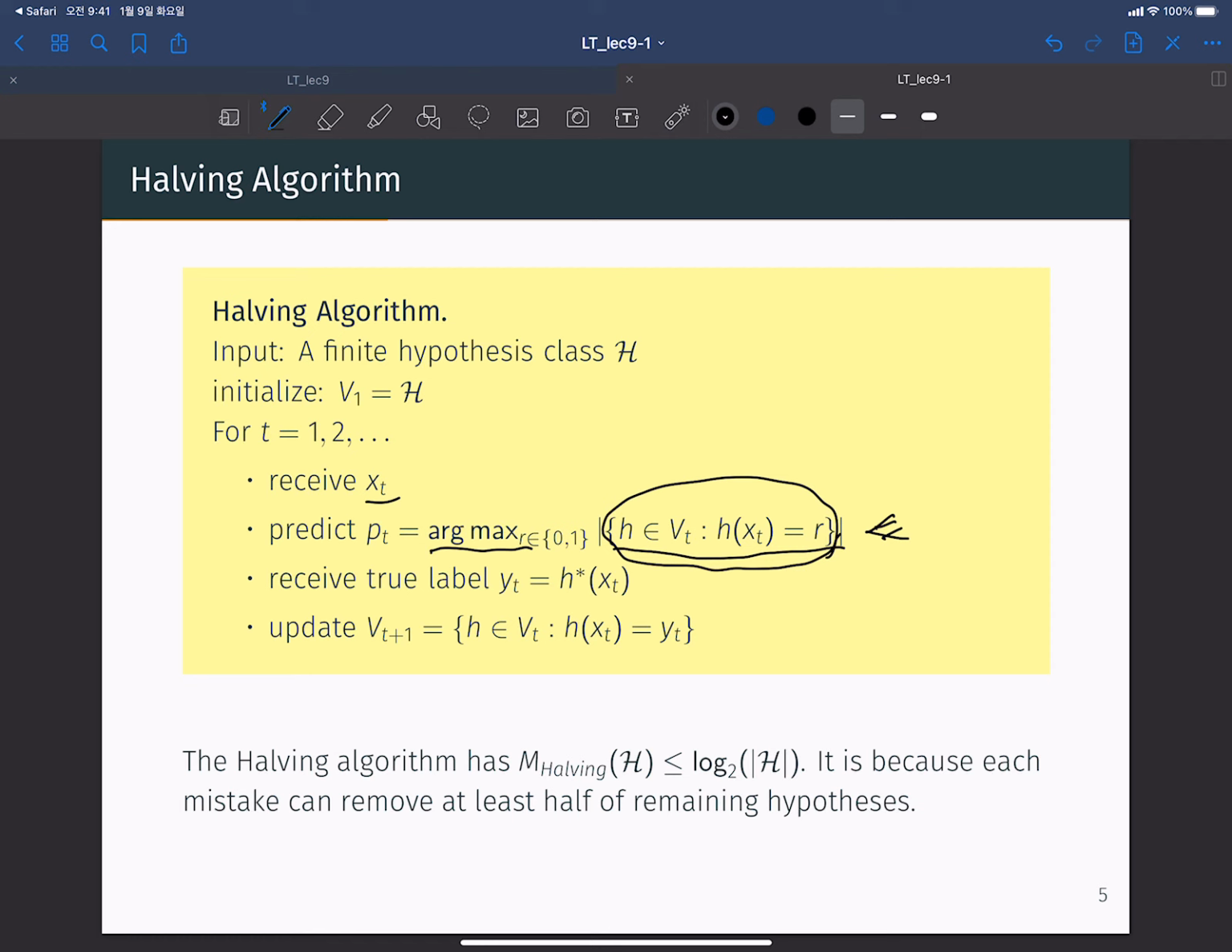So the halving algorithm has this mistake bound, and the mistake bound is upper bounded by log 2 of the cardinality of the hypothesis class, because at each mistake we can erase at least half of the hypotheses.